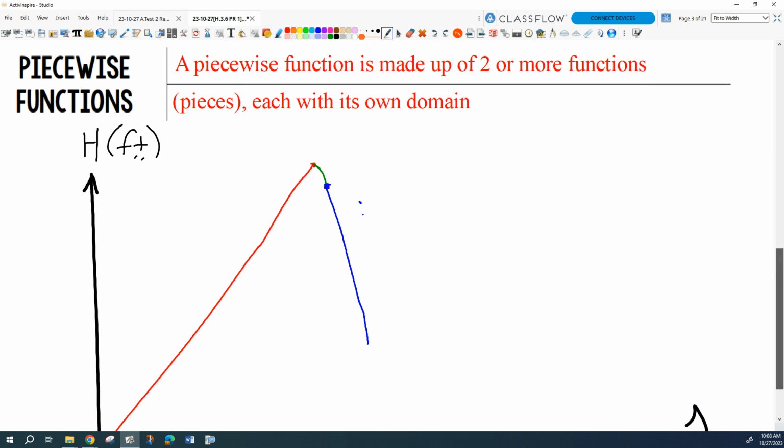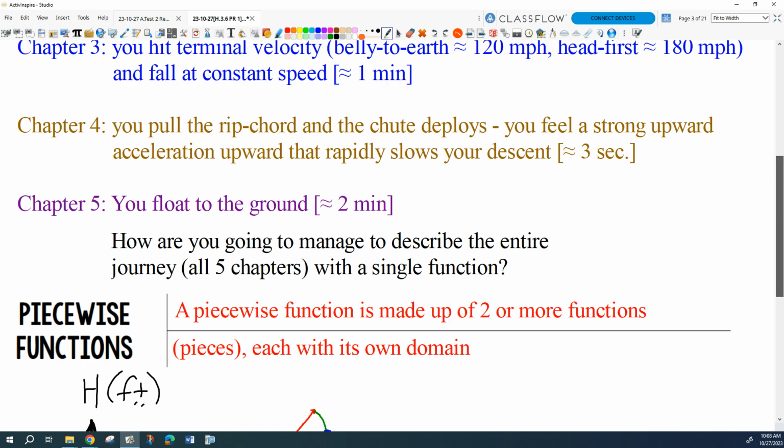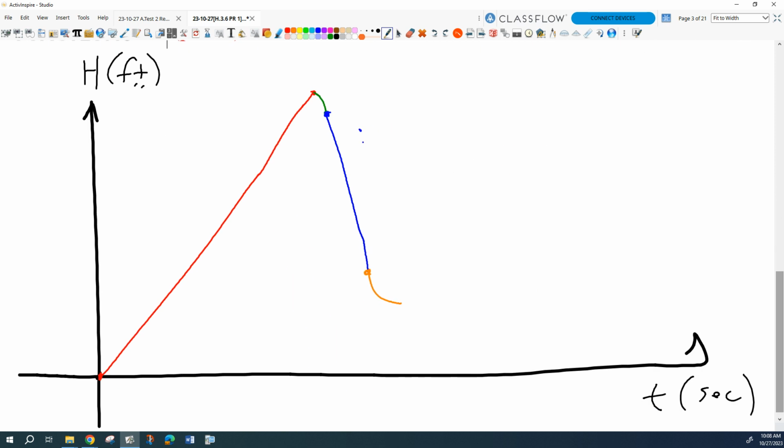So then this thing is going to lose speed pretty quickly. And then the last step, I'm just floating to the ground at very slow speed. So it just continues on until I get to the ground. Right? That's what the graph of that piecewise function might look like. There are 5 distinct parts of that. And if we wanted to build that as a piecewise function, we would probably do something like that.